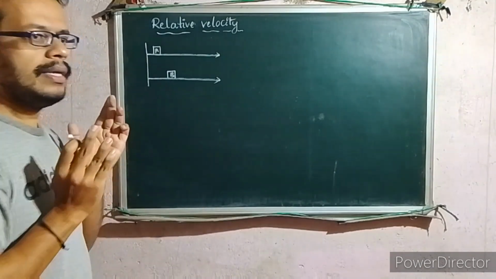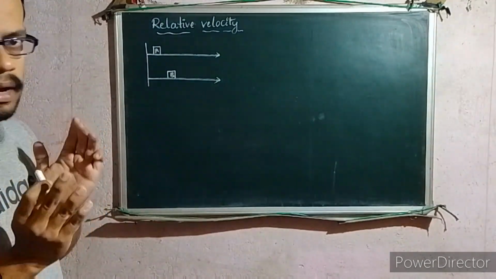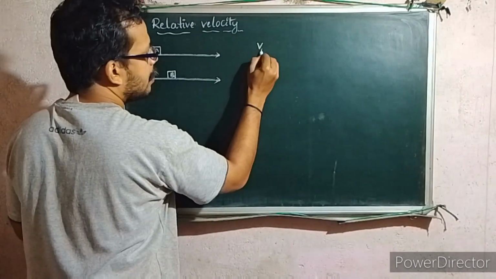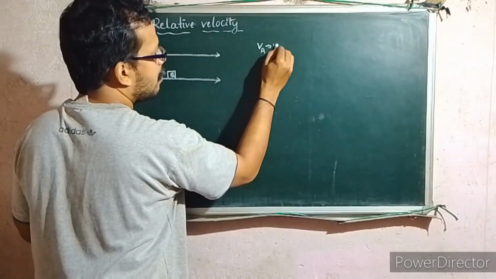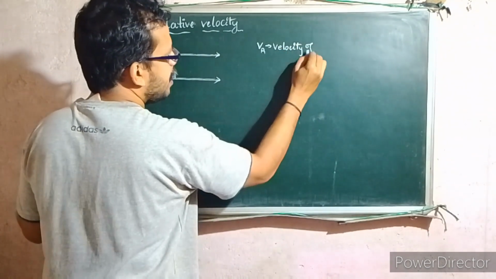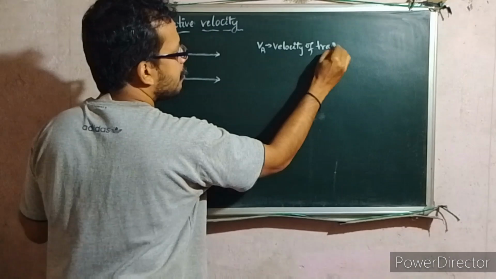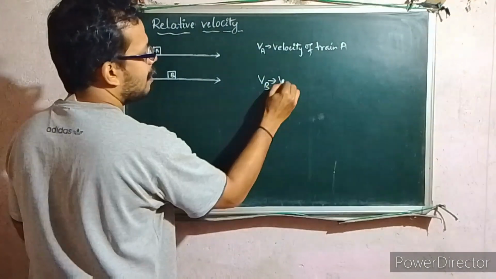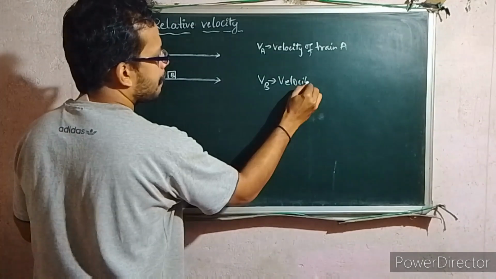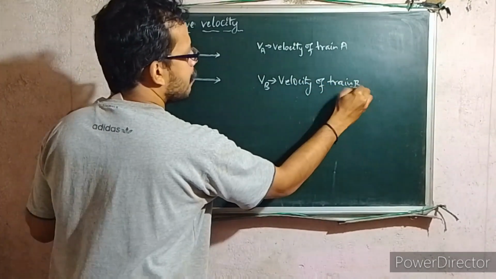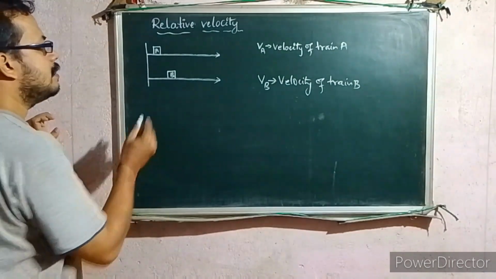Just imagine they are moving with their own velocities. Say VA and VB are their velocities. So I'll write here VA is velocity of train A, and VB is velocity of train B.